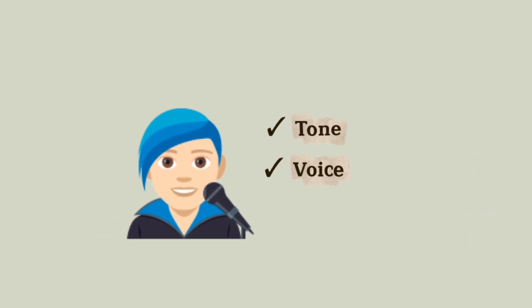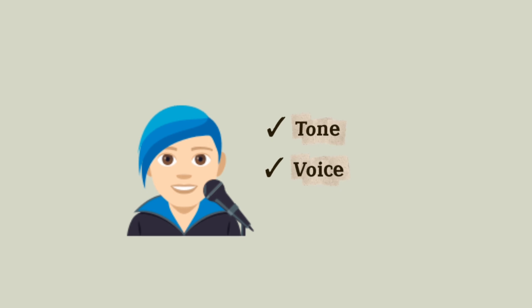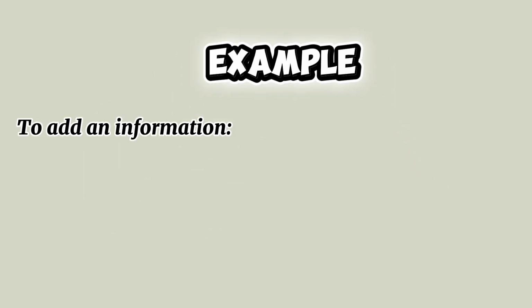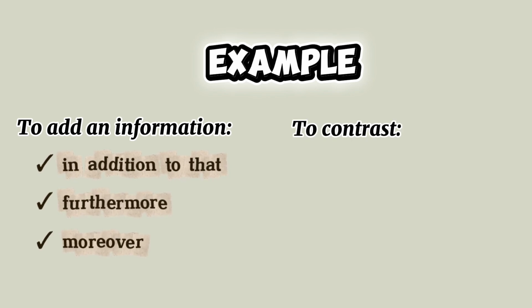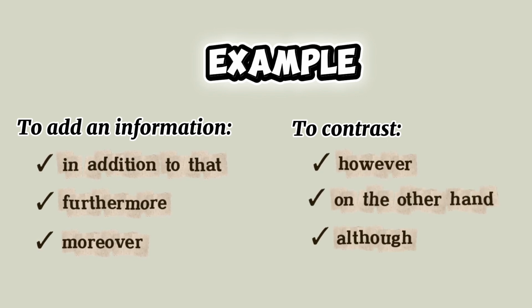For transitions, we can use transitional words to signal that we are about to discuss another point. For example, if we are adding information, we can use in addition to that, furthermore, or moreover. But if we are contrasting information, we can use however, on the other hand, and although. These are some of the examples of transitional devices, phrases, and words.